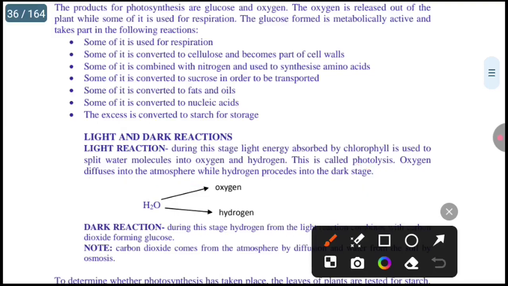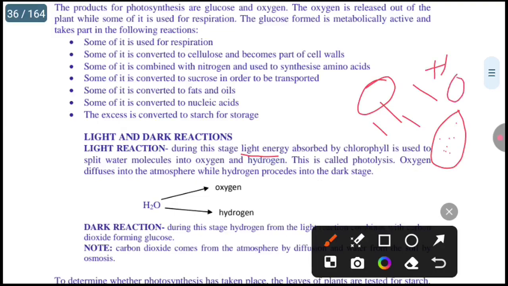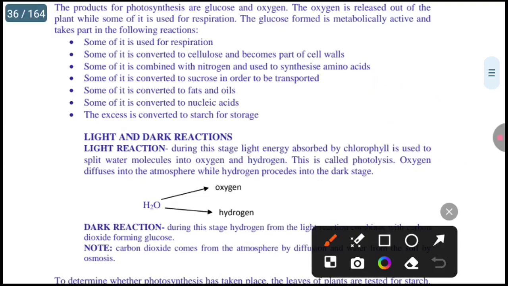I repeat, during this stage, light energy absorbed by the chlorophyll is used to split water molecules into oxygen and hydrogen gases. This is called photolysis. Oxygen diffuses into the atmosphere while hydrogen proceeds into the dark stage.